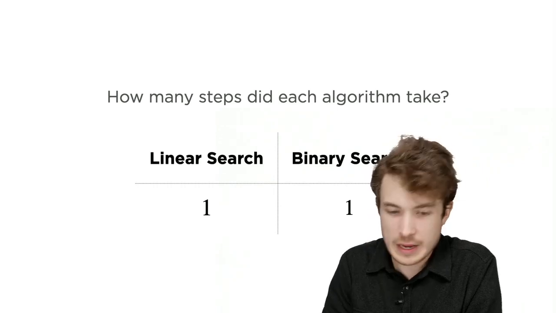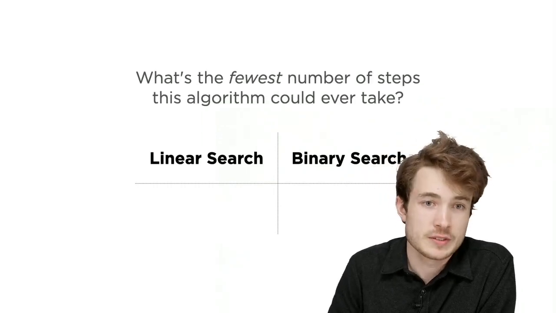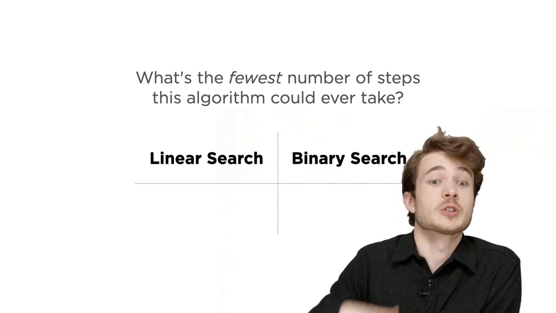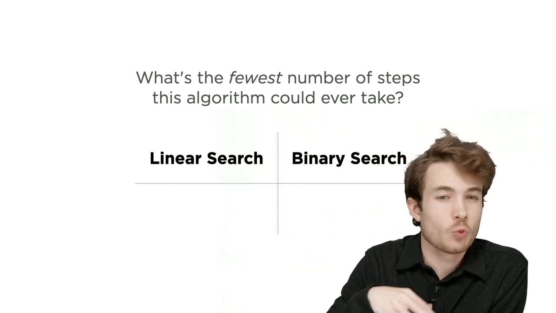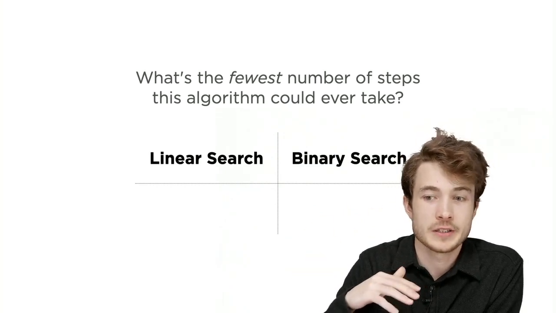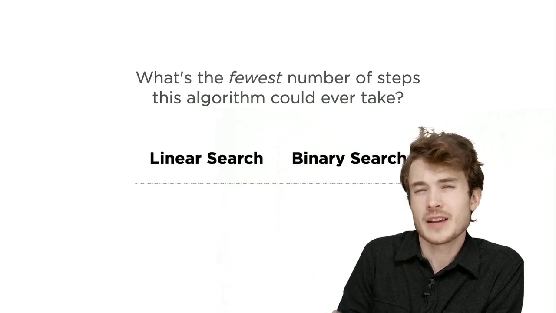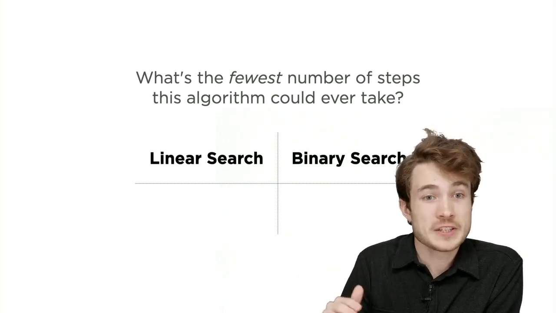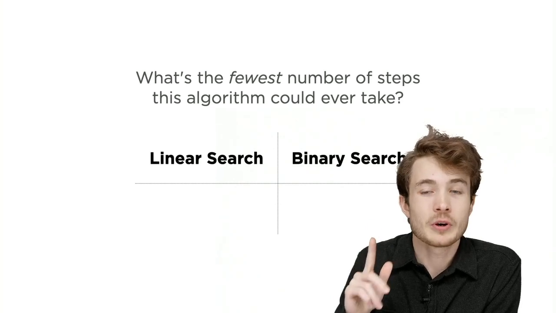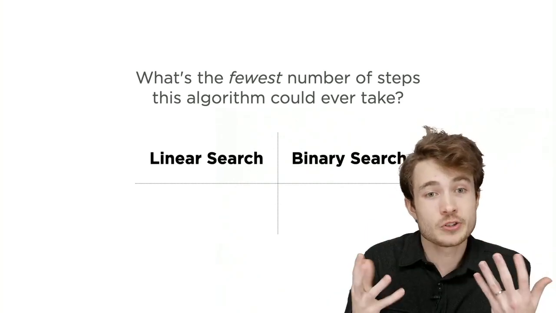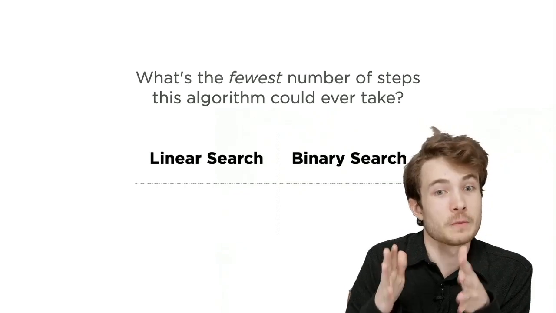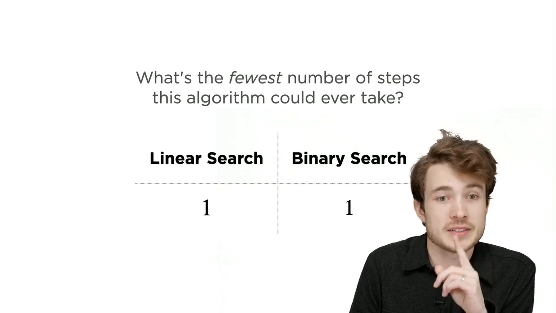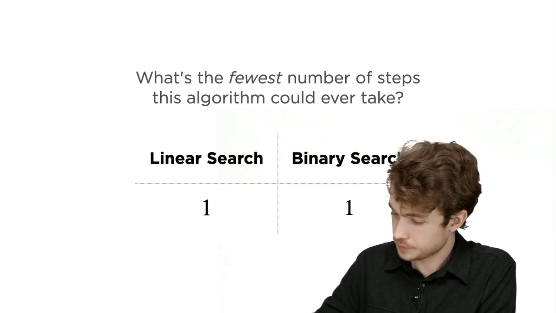But in general, we could also ask this question: what's the fewest number of steps the algorithm could ever take? With big O notation, we talked about the greatest number, but now we're asking what's the fewest number the algorithm could ever take? In this case, you could simplify things and say, what happens if we get lucky? Well, it turns out that in linear search, the fewest number of steps we could take is just one, our person at the very front of our list. And in binary search, it's similarly just one, our person at the middle of our list. So in this case, it's still the same. Linear search and binary search, the best case, they only take one step.